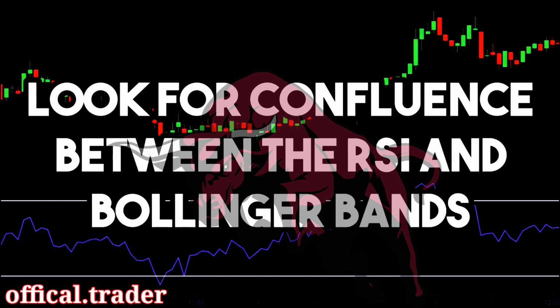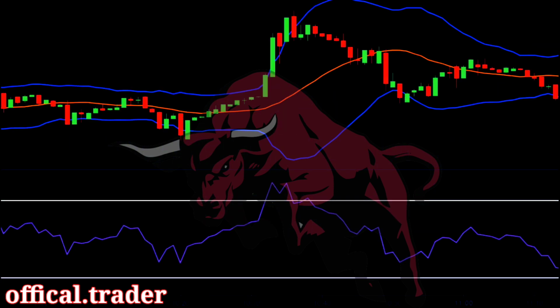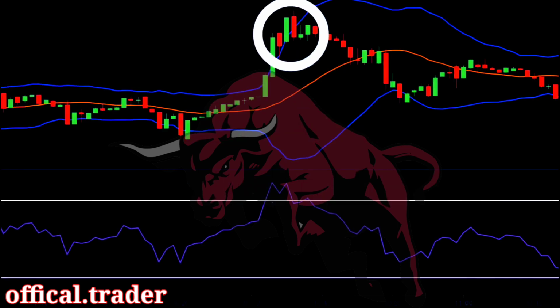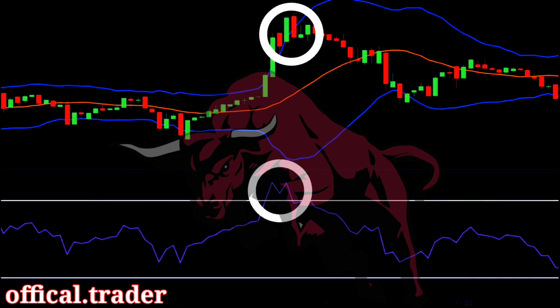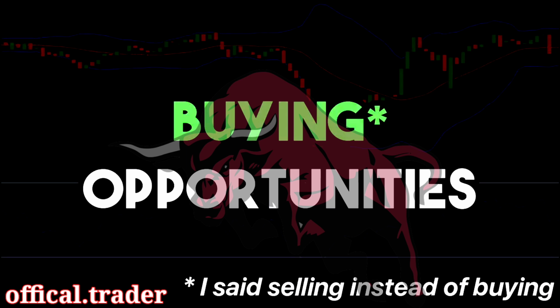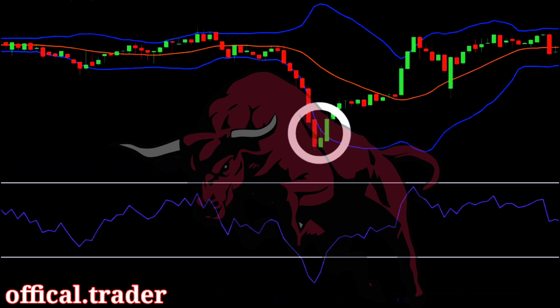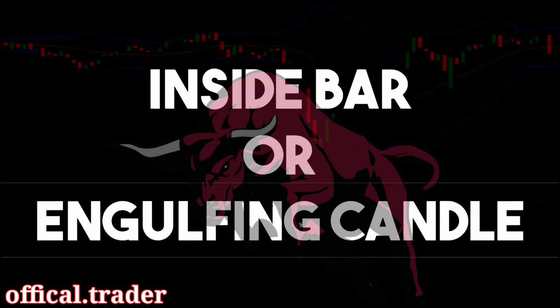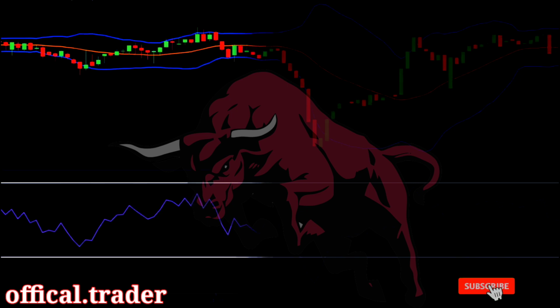Now we will look for confluence between the RSI and Bollinger bands. So, we will look for selling opportunities when the price is above the upper Bollinger band and the RSI is above 80. On the other hand, we will look for buying opportunities when the price is below the lower Bollinger band and the RSI is below 20. But we will not blindly place trades in such conditions. We will use the inside bar or engulfing candlestick pattern for our entry.